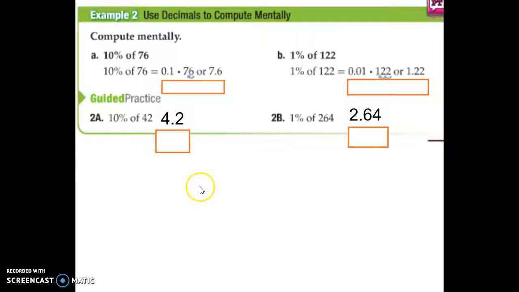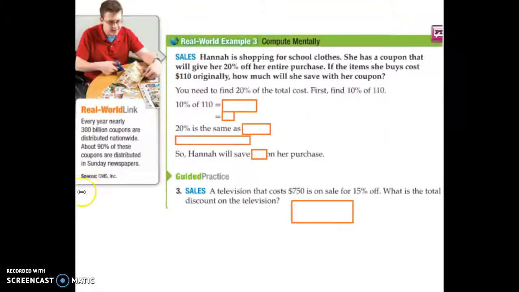If we know 10% and we know 25%, we can do a lot of these calculations really fast. Hannah has a coupon that's 20% off of her entire purchase. The original cost is $110.